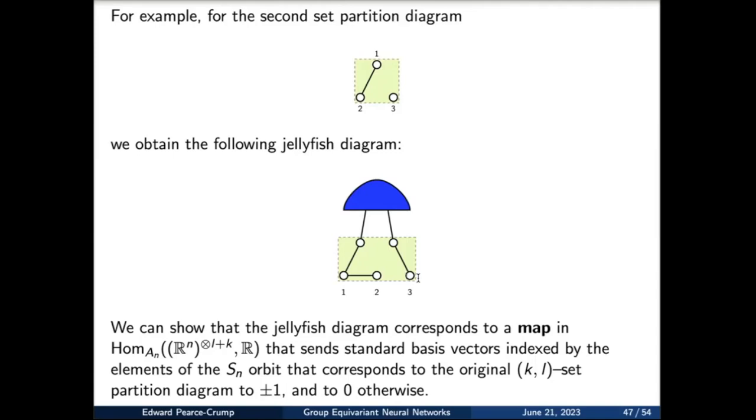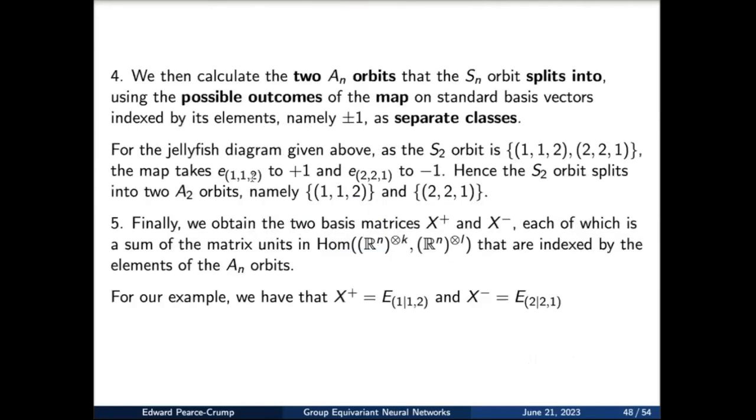And so let's see what happens with the first one, for example. So I've got this standard basis vector, e_1 tensor e_1 tensor e_2. By the connection here, it's going to map to e_1, and this one's going to map to e_2. So it's going to be e_1 tensor e_2. And then I'm going to apply the determinant map, which takes e_1 and e_2 as separate columns and applies the determinant. Well, the determinant of the identity is 1, right? So it's going to map 1, 1, 2 to plus 1. You can do a similar thing for the other one, and it's going to map it to minus 1. And so effectively what happens is the S_2 orbit gets split into two A_2 orbits, which is what we said would happen. But the orbits just happen to have one element in each of them, right?